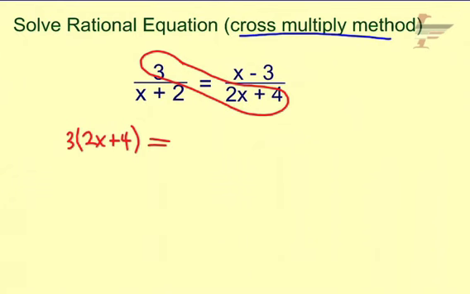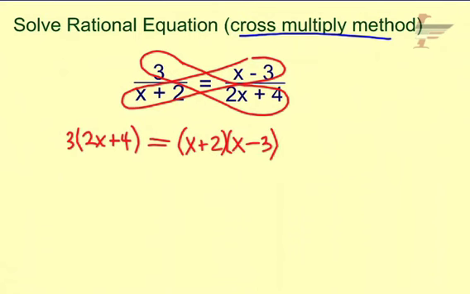Equals x plus 2 times x minus 3. So we cross-multiplied. The reason why we wanted to do that is we just got rid of fractions, and now this is much easier to work with. So let's go ahead and get everything all laid out.